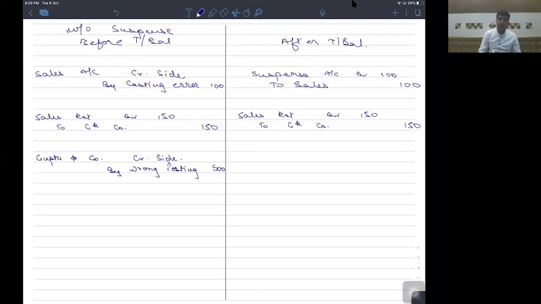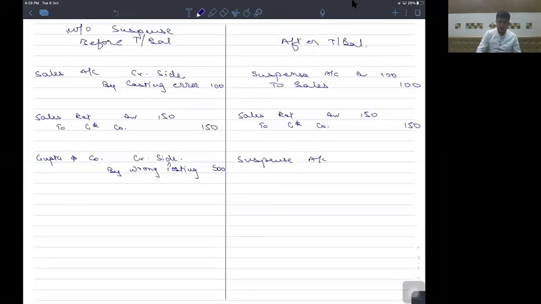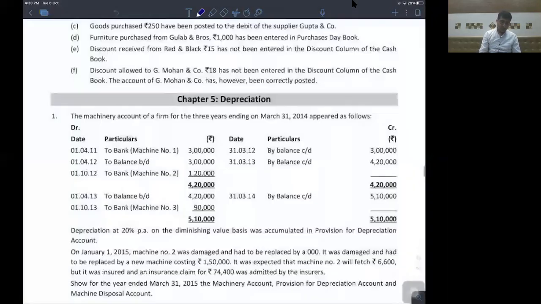Whereas, if you are doing it after the trial balance, your rectifying entry will be suspense account, purchase, right? Yes. Suspense account debit 500 to Gupta 500.